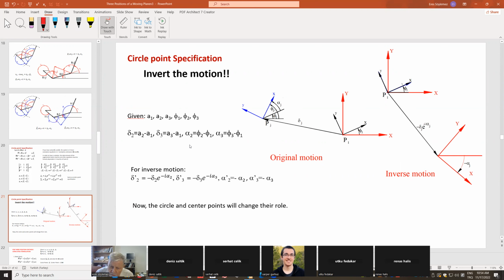So if the original motion is delta J, alpha J, the inverse motion will be delta prime J, alpha prime J. Delta prime J will be equal to delta J e to the minus i alpha J, and alpha prime J will be equal to minus alpha J. All you have to do is invert the motion. In that case, whenever you invert the motion, what was the center point becomes the circle point. Okay? And use the same set.